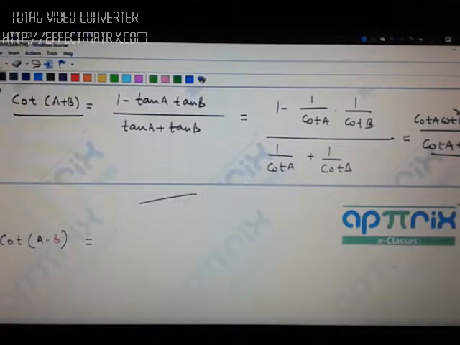So the numerator will become minus cot A cot B minus 1 divided by cot A minus cot B. How many of you are getting this? If you are not getting this, please let me know. Getting it or not? Now what will be the equation?